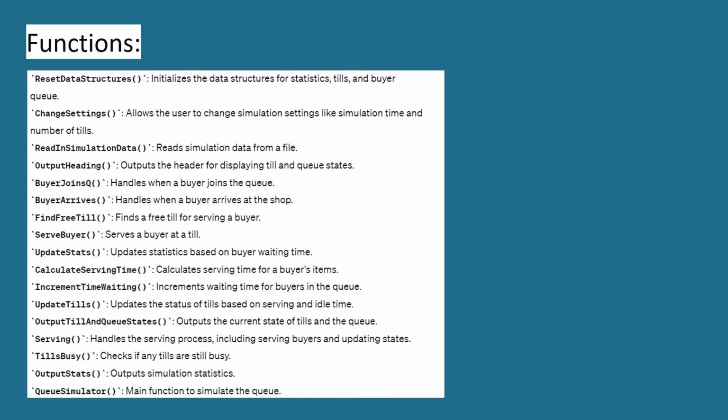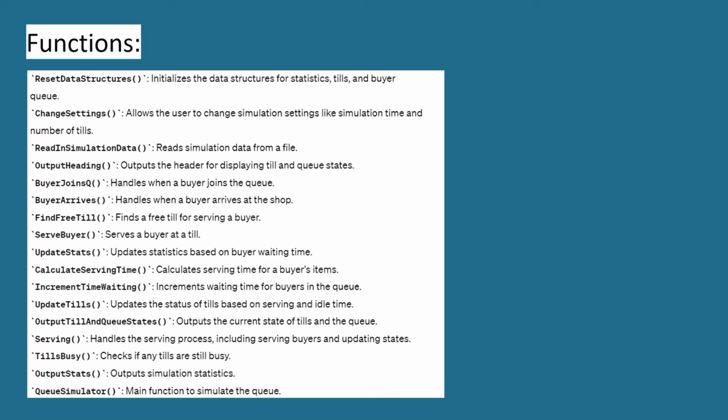Buyer joins queue handles when a buyer joins the queue. Buyer arrives handles when a buyer arrives at the shop. Find free till finds a free till for serving a buyer. Served buyer serves the buyer at the till. Update stats updates statistics based on buyer's waiting time. Calculate serving time calculates the serving time for buyer's items, so based on how many items they've got.